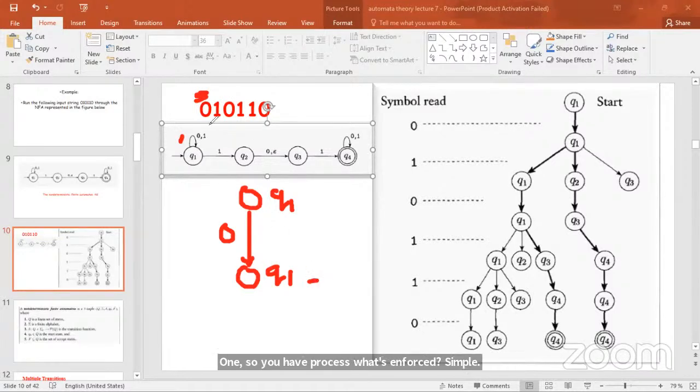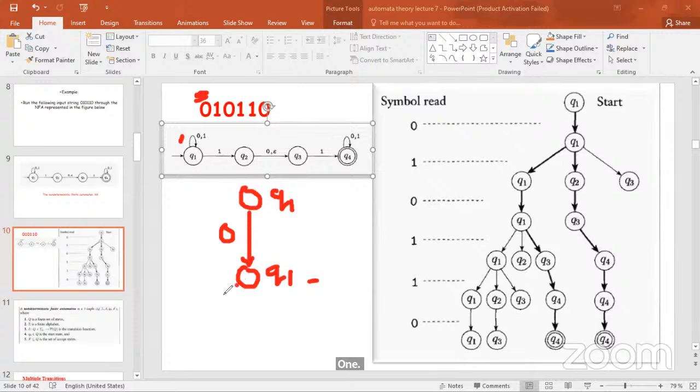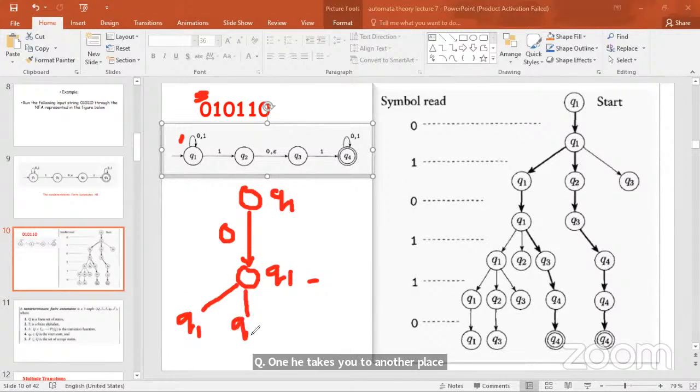So now you are still at Q1. You are at this state now. You read what? A 1. So when you read the next input symbol, now let's look at the diagram. The next input symbol takes you to where? Q2, sir. It takes you to Q1 and Q2. Do you understand that? So let's look at it. It takes you to another place called what? Q2. But you can see here, you have Q3.